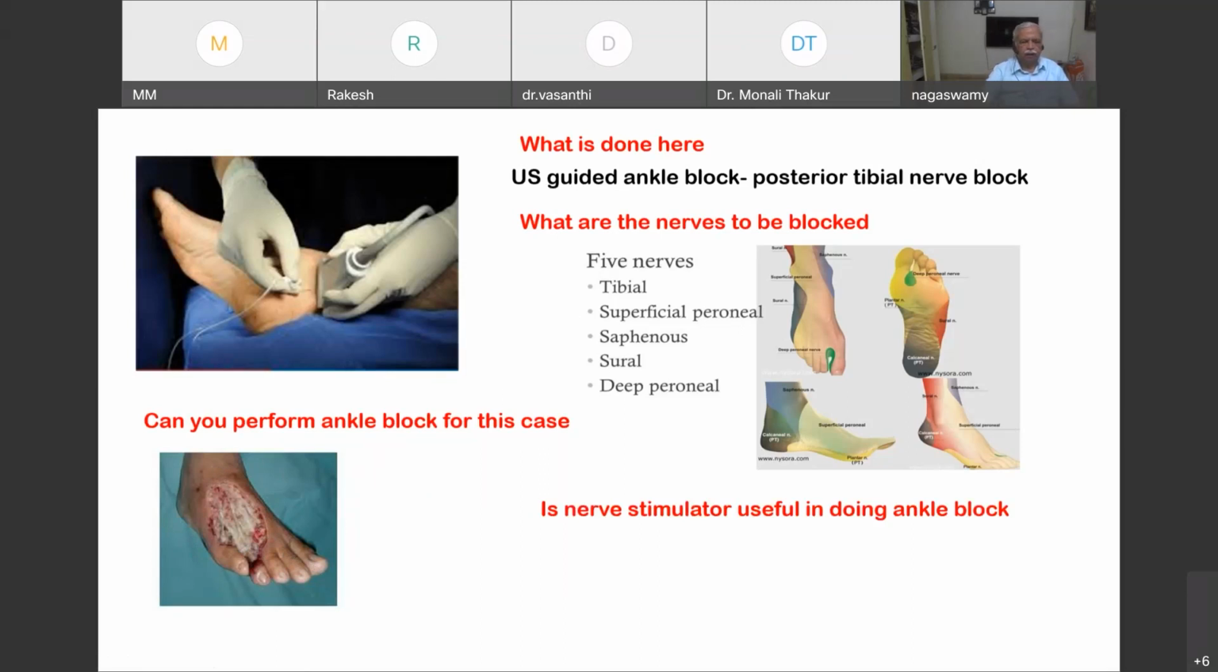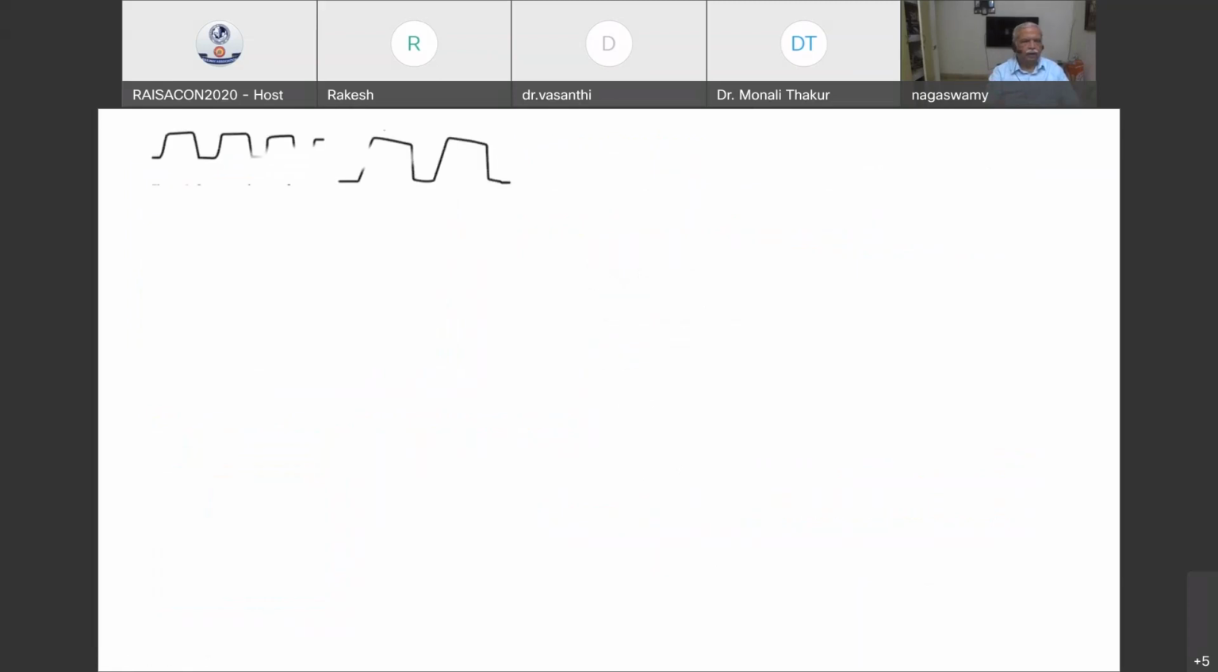Is a nerve stimulator useful for doing an ankle block? Is there any motor component in any of these nerves? They are all sensory. Only when there is a motor component can you use a nerve stimulator, so that you can elicit a motor response. Otherwise, a nerve stimulator is useless. That's why they are using ultrasound guidance.